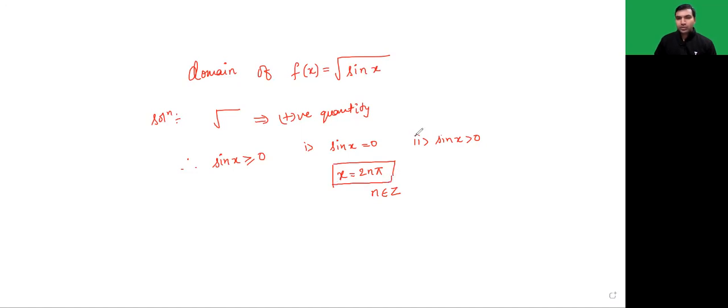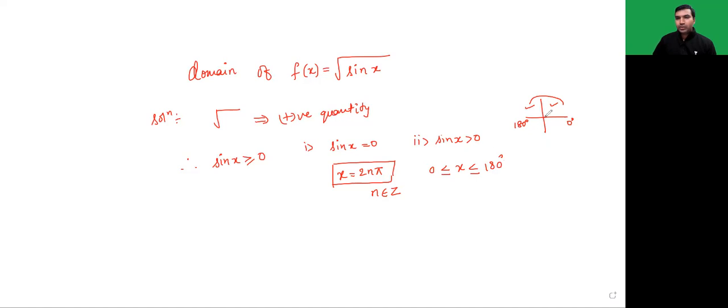Now the second part of the solution is sin x has to be greater than 0. So that means sin x is positive. So students, we know that sin x is positive in first and second quadrant, right? So first and second quadrant means this is 0 degrees and this is 180 degrees. That means x value has to lie between 0 and 180. Because we have to find the domain, meaning all the values of x, x should be greater than or equal to 0 and less than or equal to 180 degrees. Why equal to sign? Because 0 is also there.